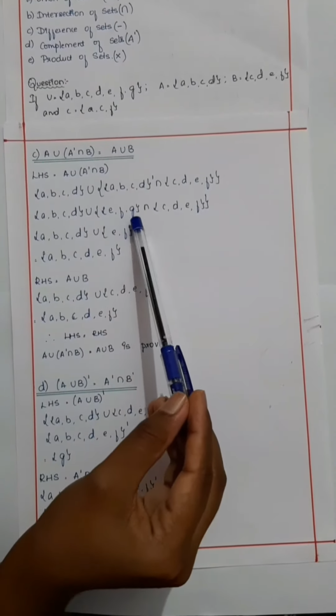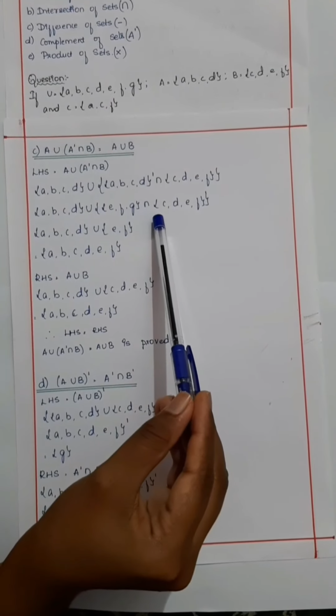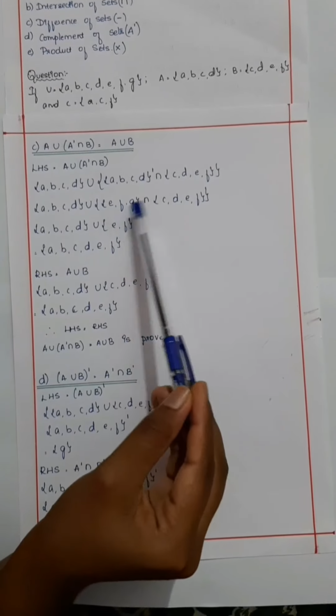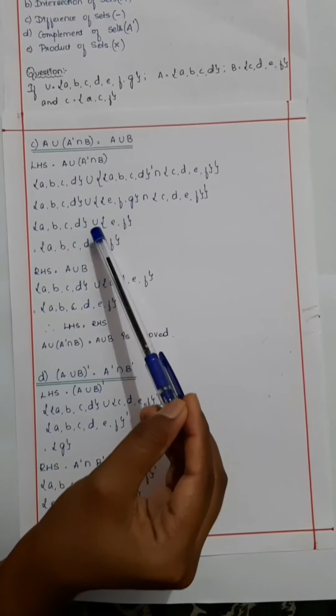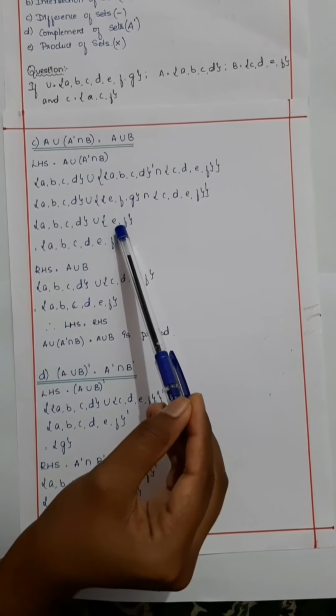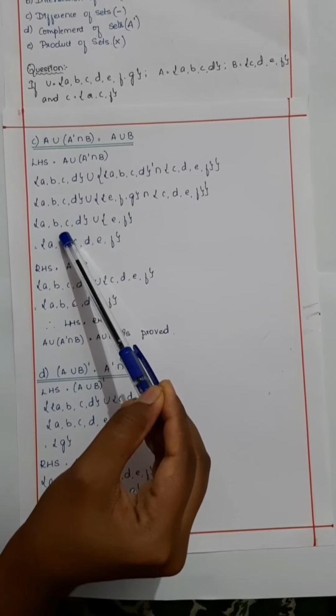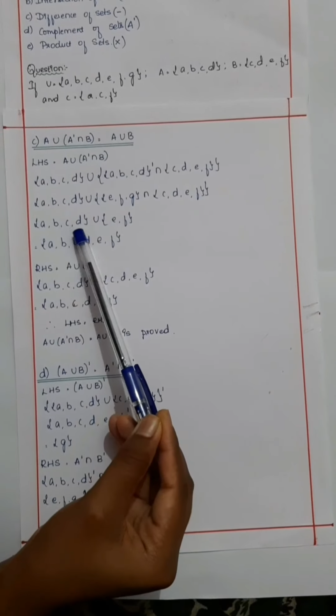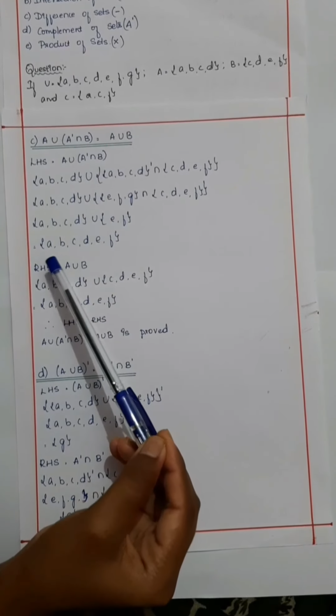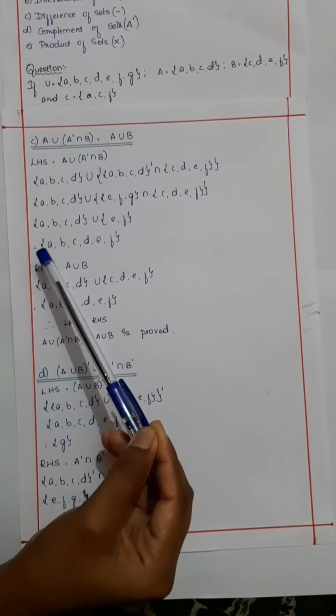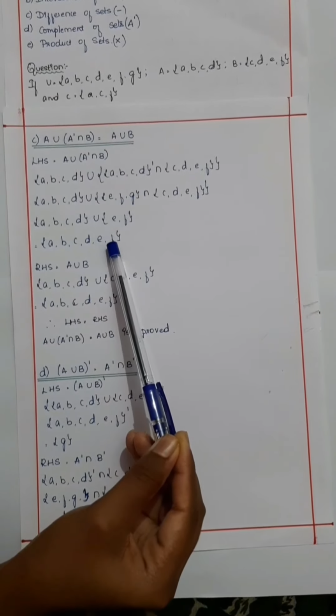Let us intersect with set B. Set B contains C, D, E, F. What is common among these two sets? E, F is common. Now let us unite this set with set A. A, B, C, D union E, F. So LHS is equal to A, B, C, D, E, F.